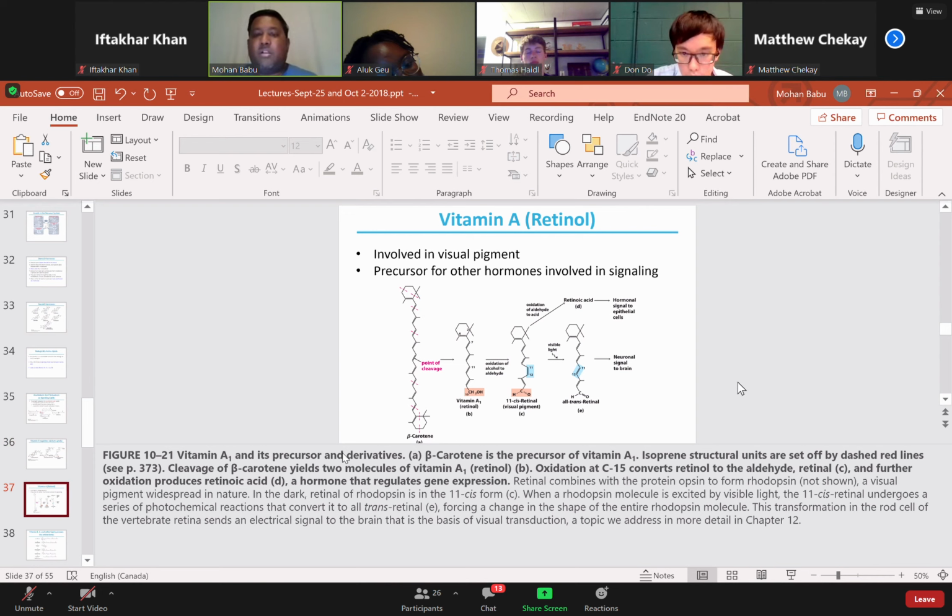The retinal then combines with a protein called opsin to form rhodopsin. When this rhodopsin molecule is excited by visible light, the 11-cis retinal undergoes a series of photochemical reactions that convert it into all-trans retinal, and that leads to a change in the rhodopsin structure. Anyway, the main function of retinoic acid is to send signals to epithelial cells, and all-trans retinal is involved in sending signals to the brain or neuronal regions via signal transduction. Do you guys follow?